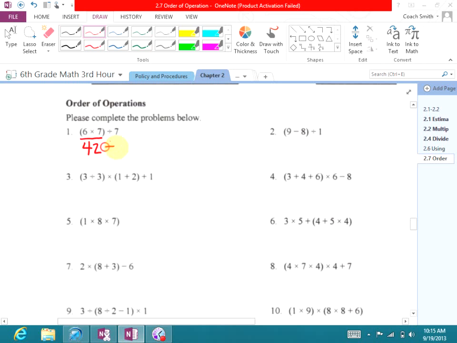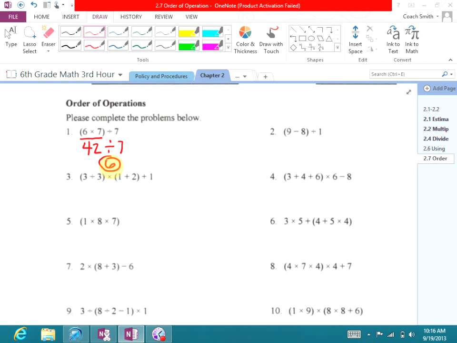I'm going to rewrite the problem. 42 divided by 7. Okay? So now it's simple. I only got one thing left to do. 42 divided by 7, which is 6. So my answer is 6, and I circle it. Okay? Let's look at number 3.